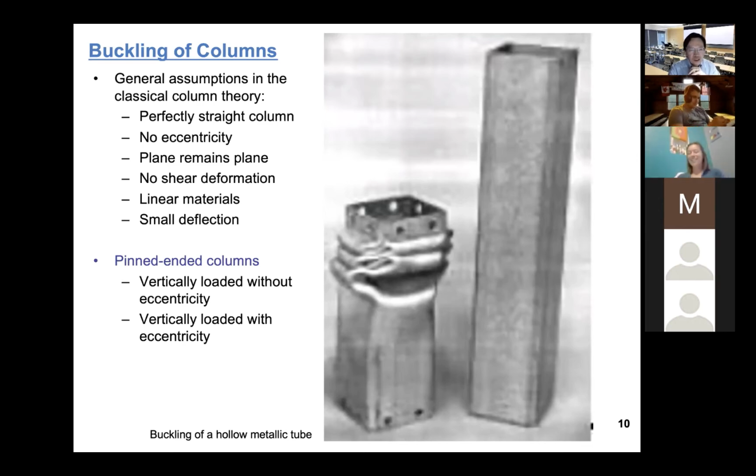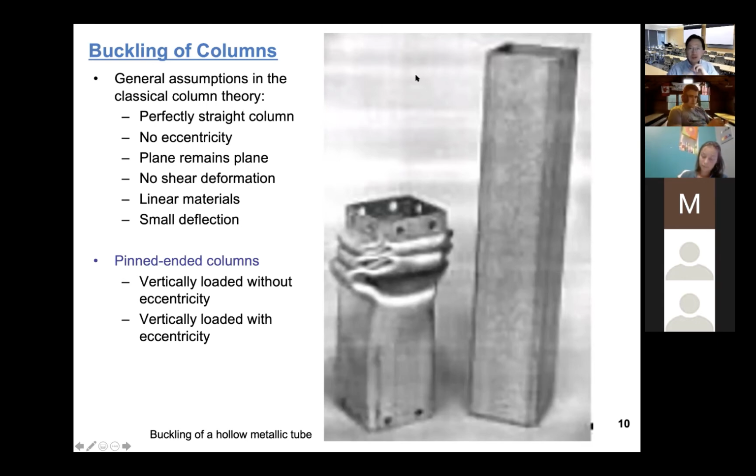The third assumption is the plane remains plane. And this actually has something to do with shear deformation. Plane remains plane means when a deformation occurs, the warping of the plane will not be considered. And plane remains plane is usually true for small deflections and is usually true for linear materials. So plane remains plane is essentially the combination of the following assumptions, which is no shear deformation is considered.